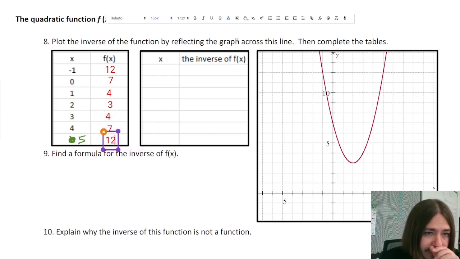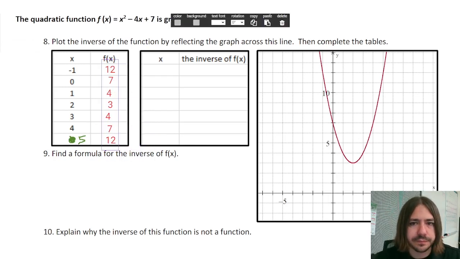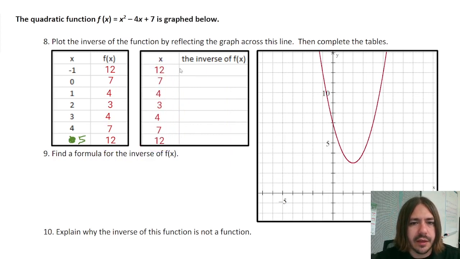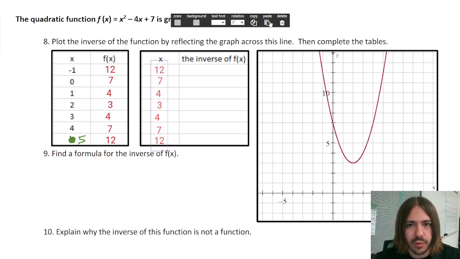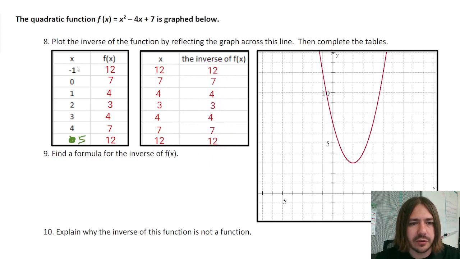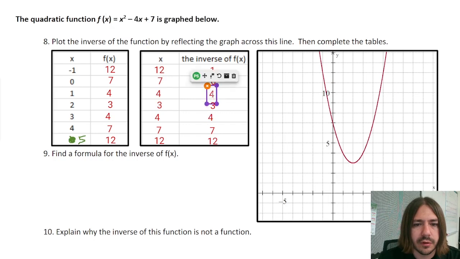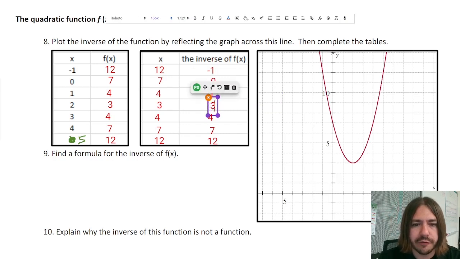Now, for the inverse of f of x, we're going to swap the x and y's. All right, so we're going to take all these values we just wrote down. Instead of using those as our y values, we're going to use those as our x values. And then for our y values here, we're going to use the original x values. So basically, we're just taking this table, we're just swapping all the numbers. So there should be -1, 0, 1, 2, 3, 4, and 5.